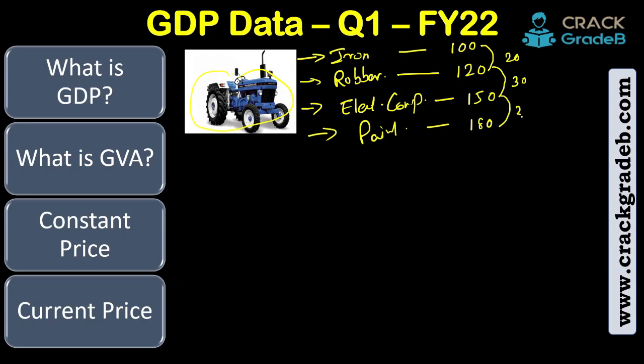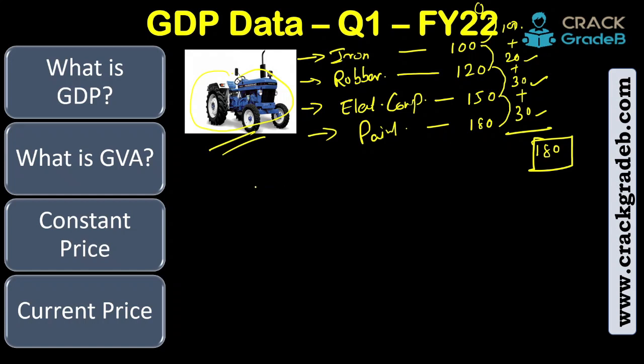From here to here, it's 30. So this 100, what was previous? It's 0. Means 100. So if you add this 100 plus 20 plus 30 plus 30, so what will you get? 100, 120, 150, 180. So 180 is the GVA, the gross value addition of this tractor, right?